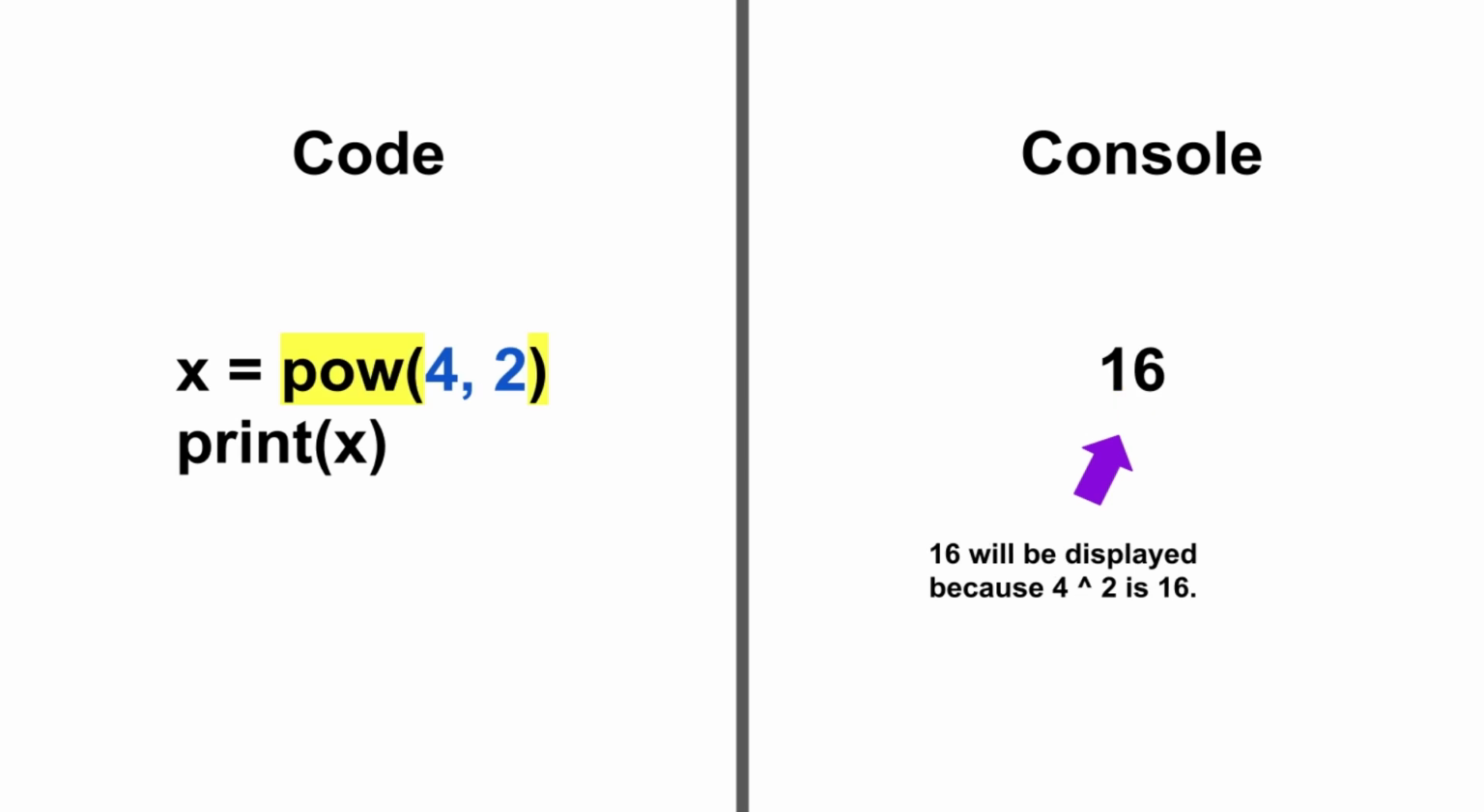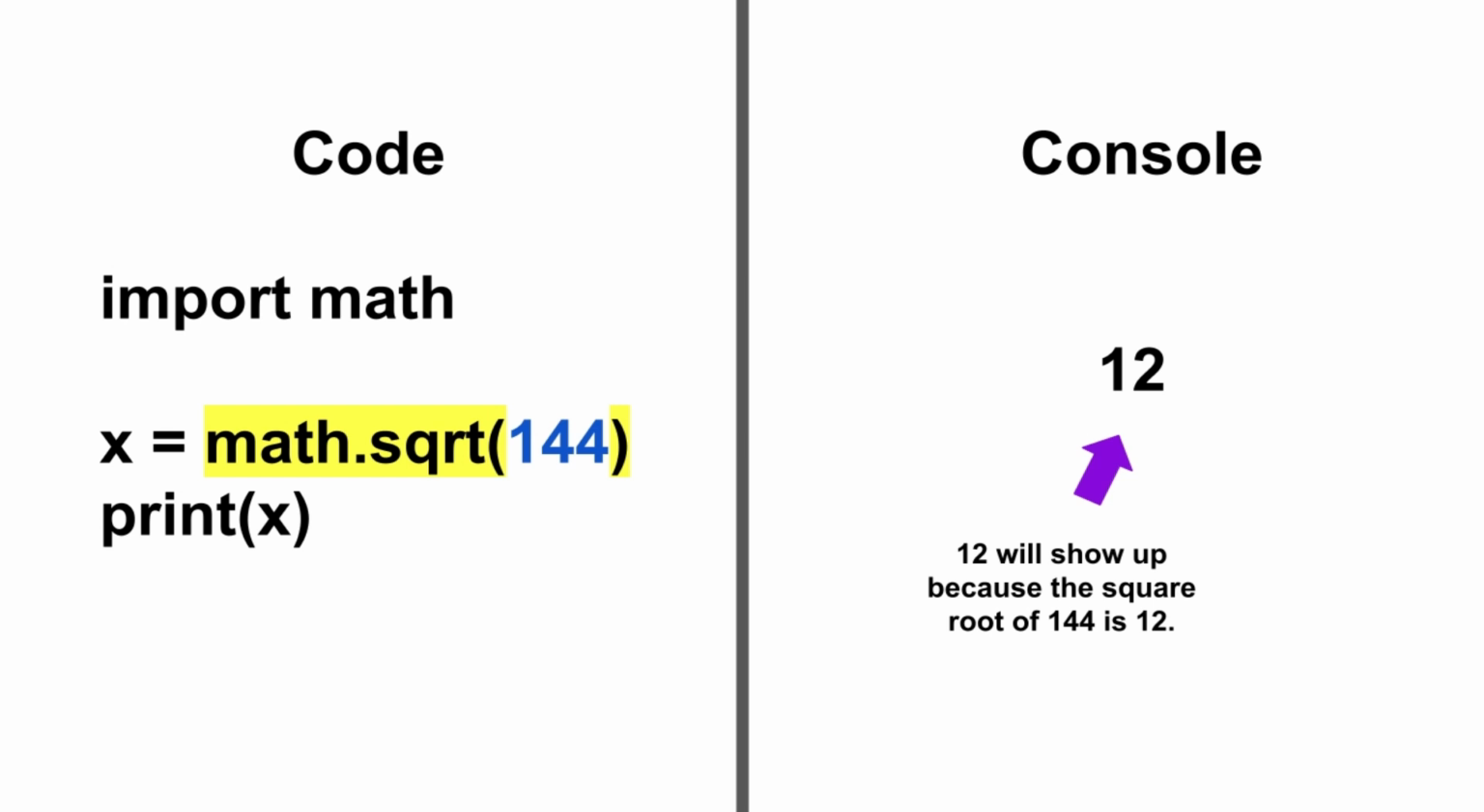The next function we have is the pow function, short for power. It takes 2 arguments: 1, our number, and 2, our index or power. So 4 to the second power is 16. The next function we have is the sqrt function, short for square root. This only takes 1 argument. We must import the math module to use it. This square roots any number, so the square root of 144 is 12.